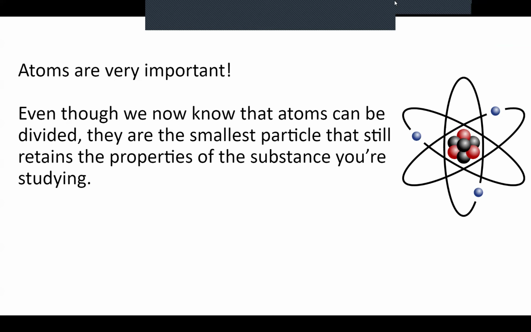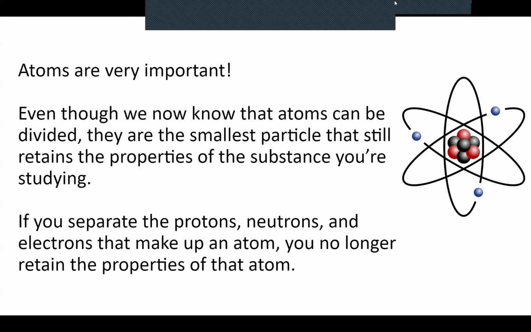So, yeah, it's not the smallest particle. Atoms have smaller particles within them, but it's the atomic level that really, really matters in chemistry's eyes. So that's where we're going to focus. If you were to separate protons and neutrons and electrons, you would no longer have the properties of that substance you're looking at. Okay, that brings us to the beautiful periodic table.